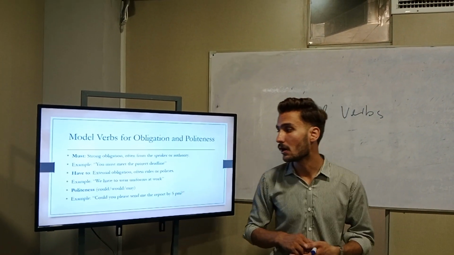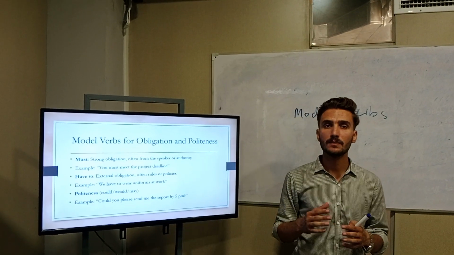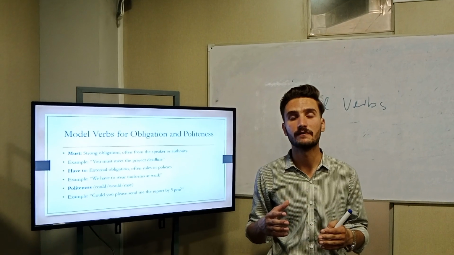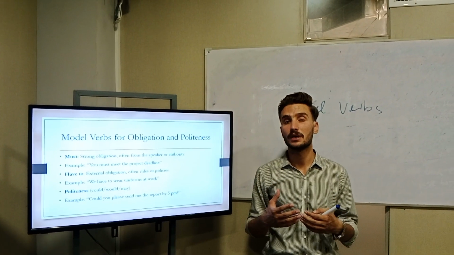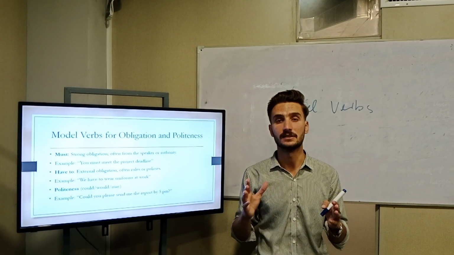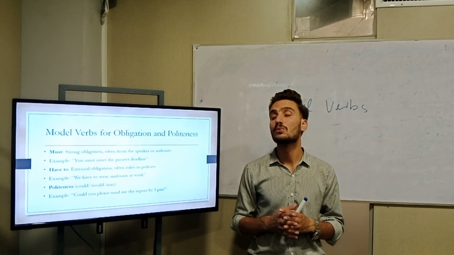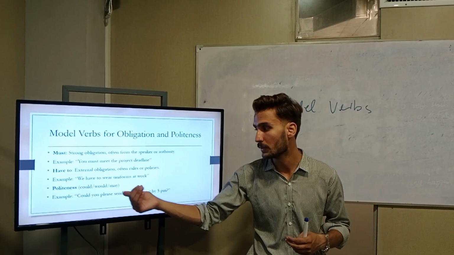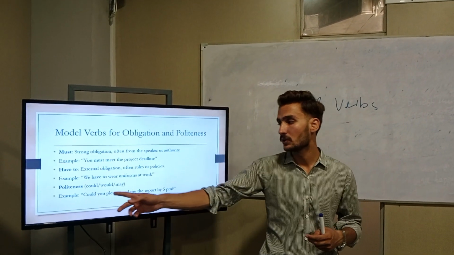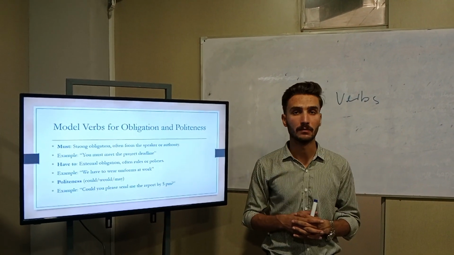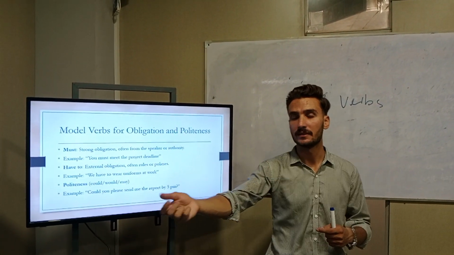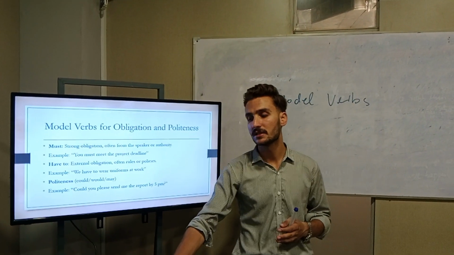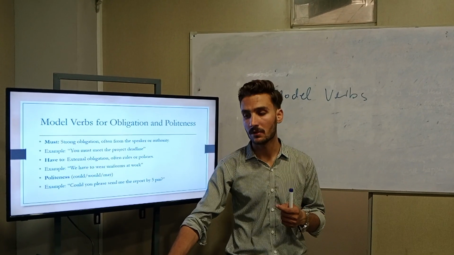And then modal verbs of politeness. Politeness is a concept in pragmatics whereby we use indirect means to convey our intended meaning. We cannot always say a sentence explicitly, so we use indirect means through politeness. The modal verbs used for politeness can be could, would, may. For example, if I say, could you please send me the report by 5 p.m.? Would you please pass me that mouse? Can you please help me with this project? These kinds of assertions are the modal verbs that are used for politeness.